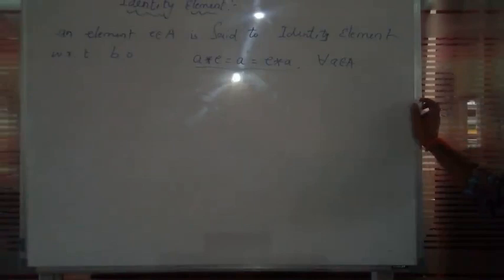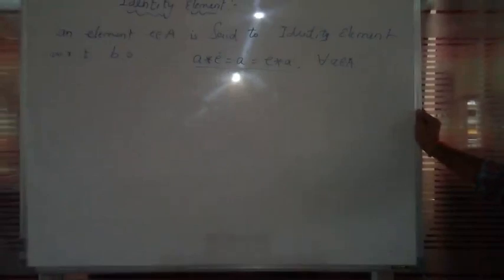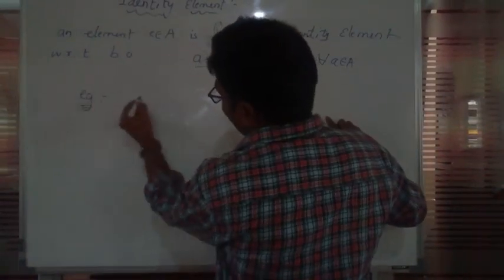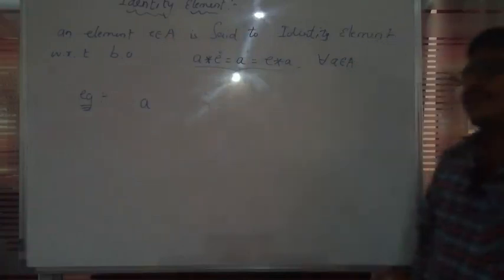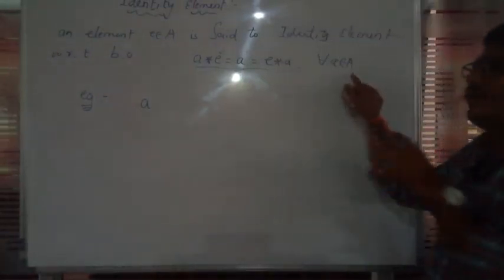So an element e belongs to A is said to be an identity element with respect to the binary operation when a star e is equal to e star a is equal to a. So this e is the identity element. What purpose does it serve? Just look here. For example, I will give one number a. It may be a real number, natural number or integer, we don't know. Just consider a number, and that number must be present in the given set.